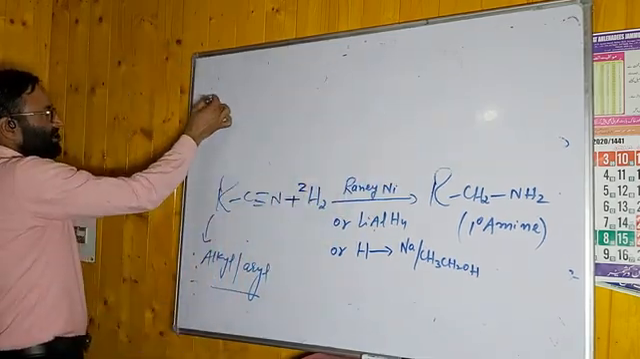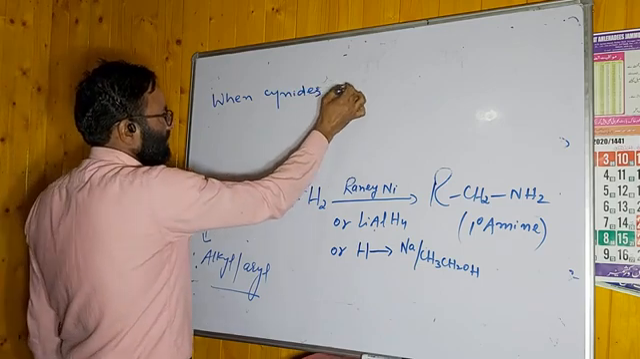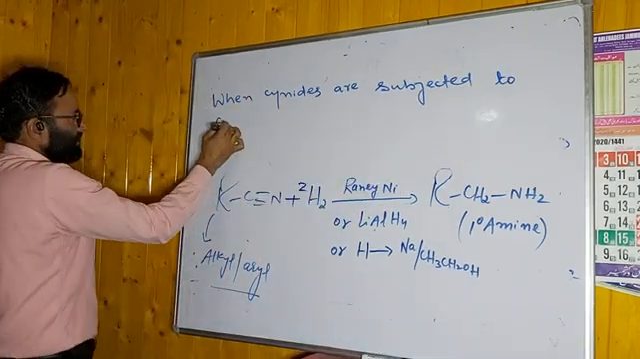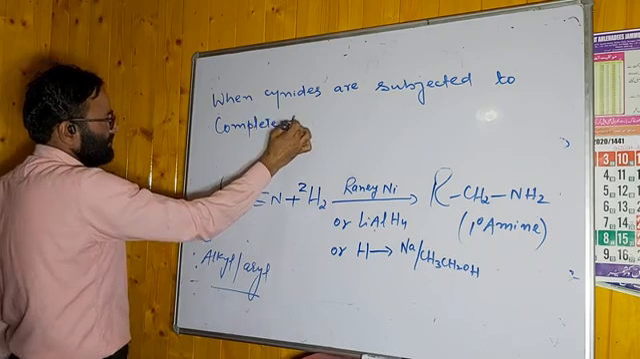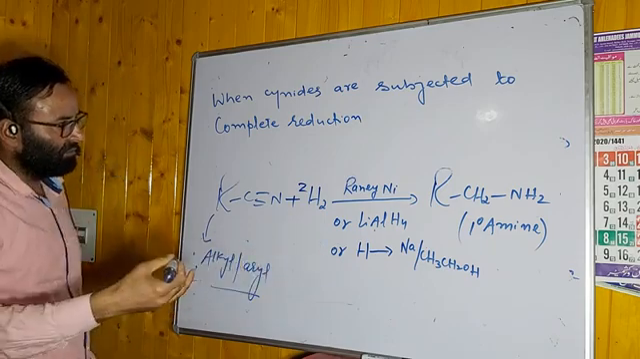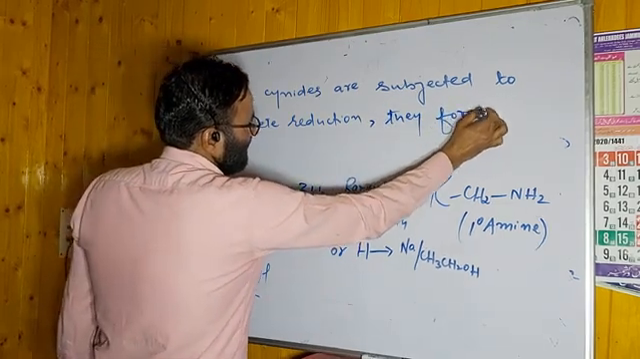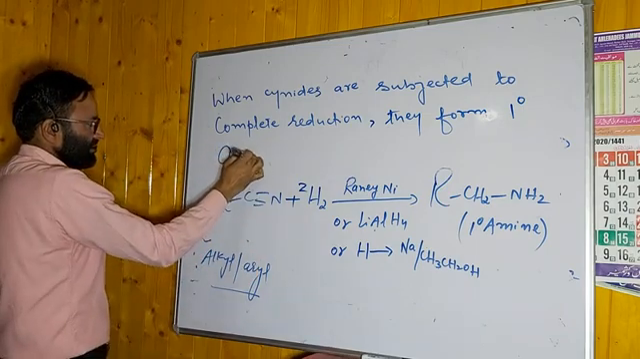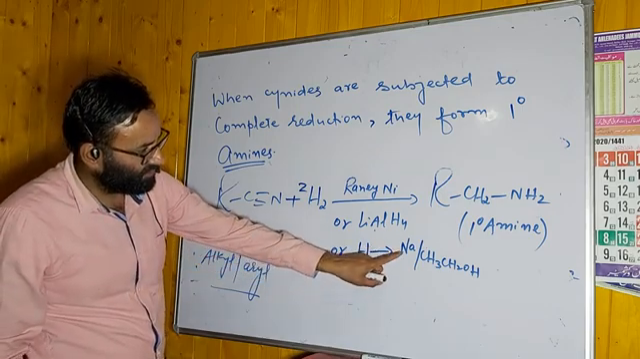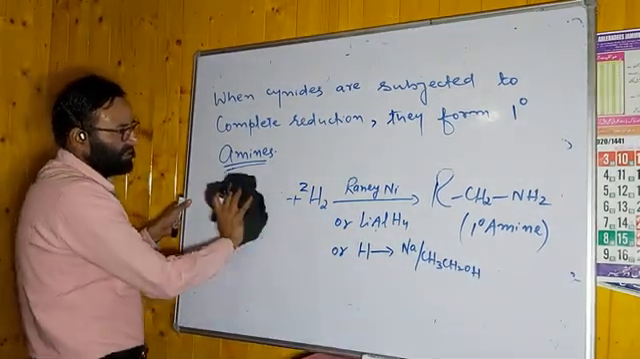When cyanides are subjected to complete reduction, मैंने आपको ways बोले हैं कि by how many ways we can bring the complete reduction, they form 1 degree amines. याद रखना. फिर आपने वहां पे एक पॉइंट मेंशन किया है, if you bring the reduction with nascent hydrogen produced by the action of sodium on alcohol, at that time it is known as Mendius reduction. ये भी हमने वहां पे मेंशन की थी, Mendius reduction.